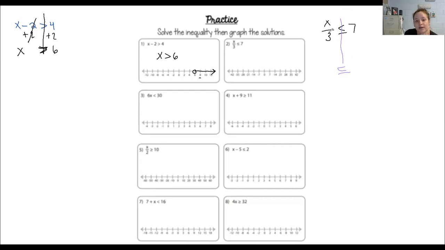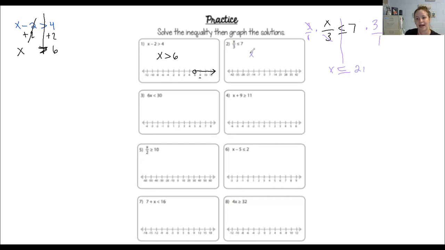Now, what is the variable there? X, very good. Now I see a fraction bar. What operation does a fraction bar represent? Division. So what is the opposite of division? Very good, multiplication. So we are going to multiply by 3, or the reciprocal. So this is like 1/3 x, and we would be multiplying by 3 over 1. And what I do to one side, I have to do to the other. Okay, so these cancel each other out, and that leaves me with what on this side? X, and then what is 7 times 3?